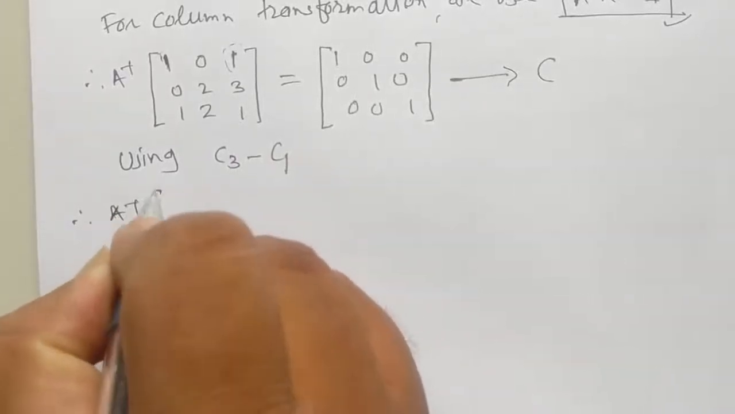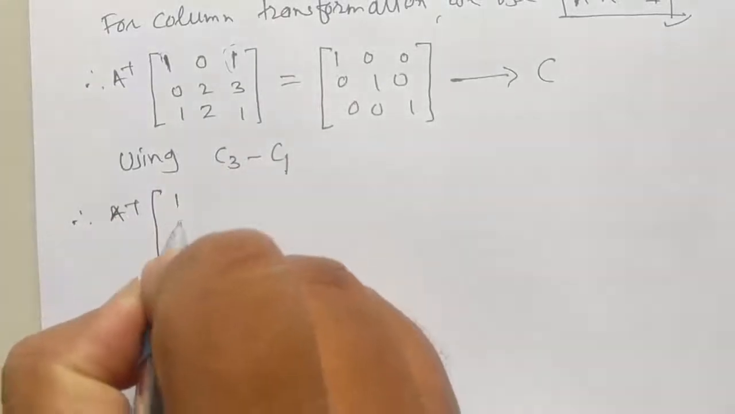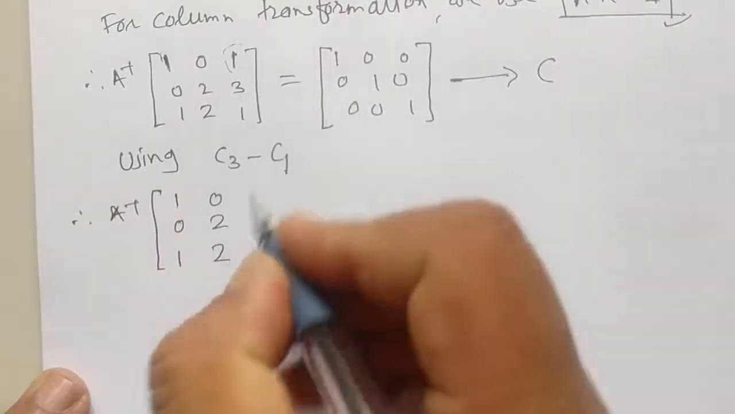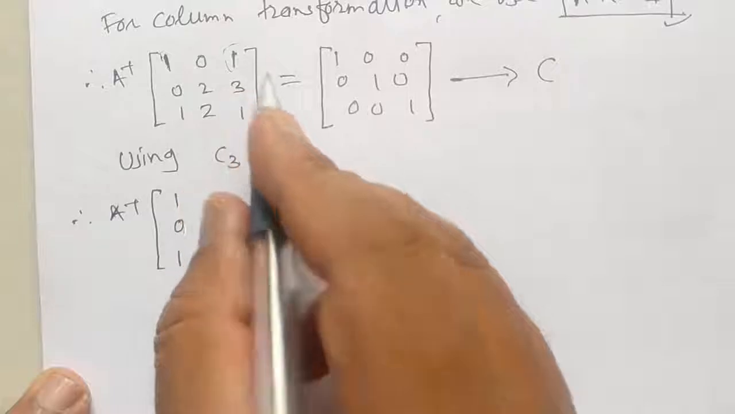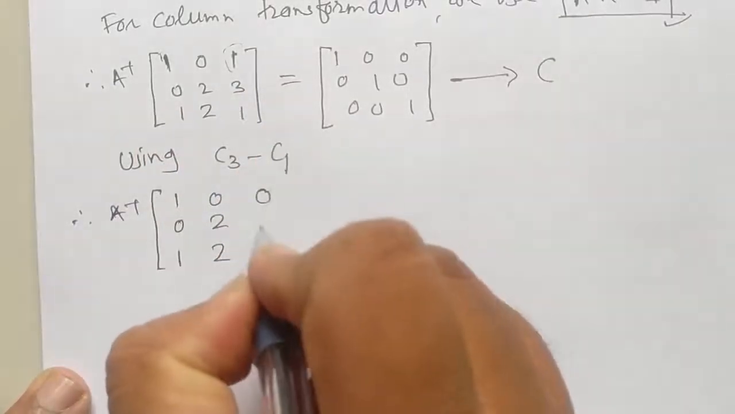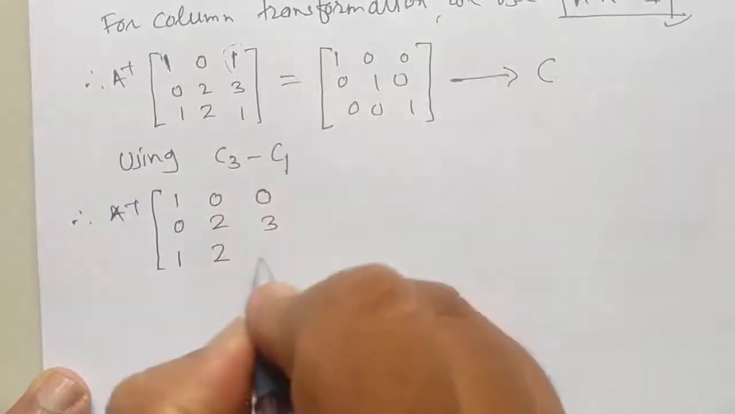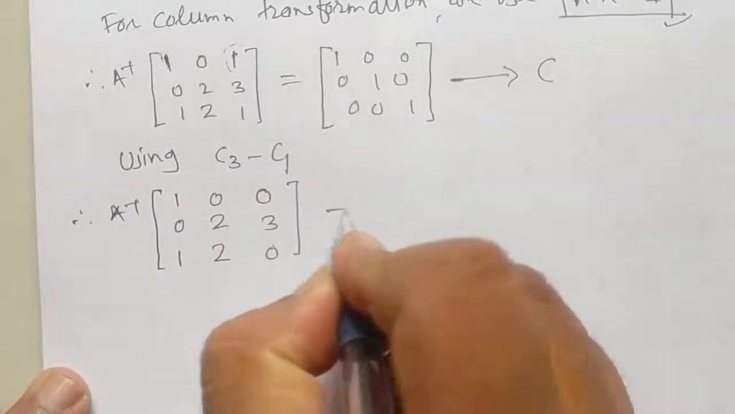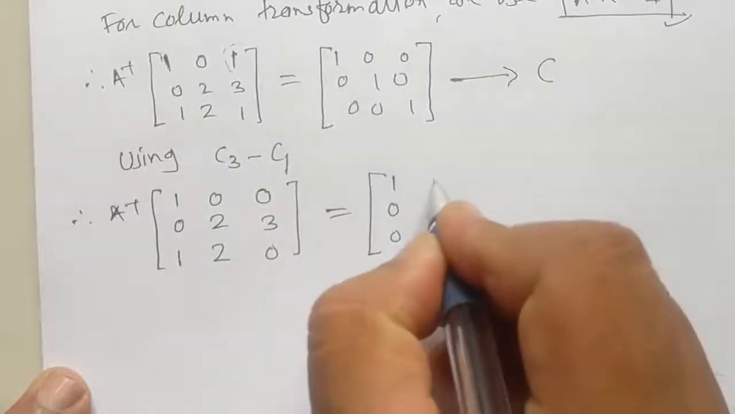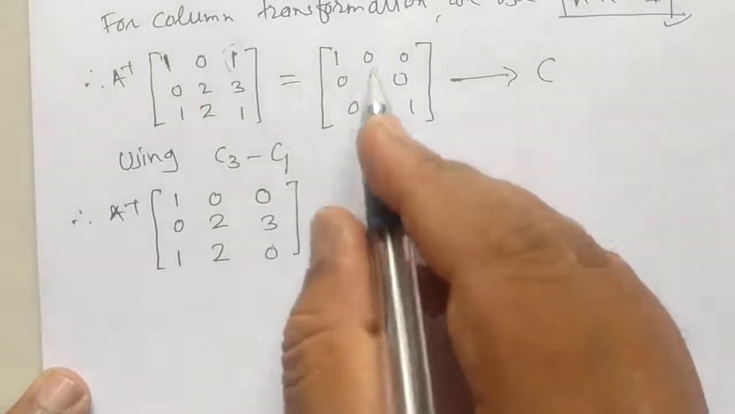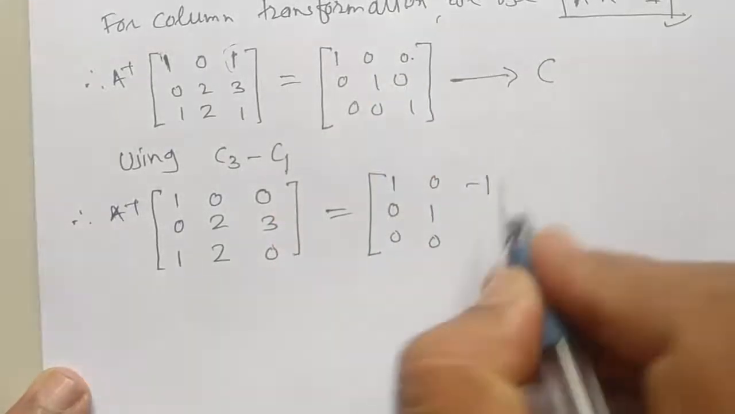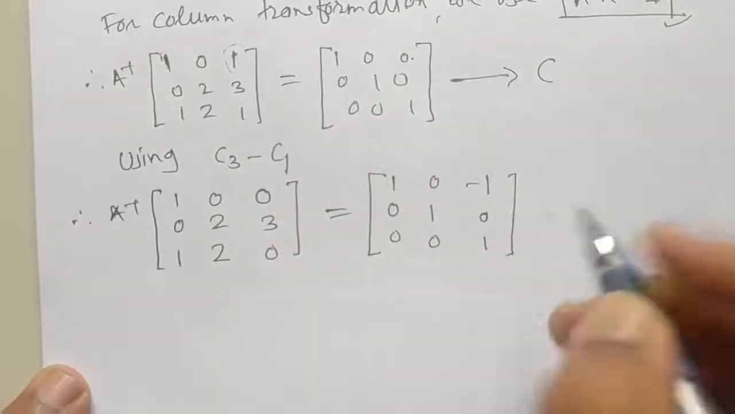Therefore, A inverse 1 0 1 is the same, 0 2 2, the second column is also the same. Now there is a change in column number 3: 1 minus 1 is 0, 3 minus 0 is 3, 1 minus 1 is again 0. I is equal to: the first column is the same, the second column is also the same. In the third column we subtract column number 1, so 0 minus 1 is minus 1, 0, 1.